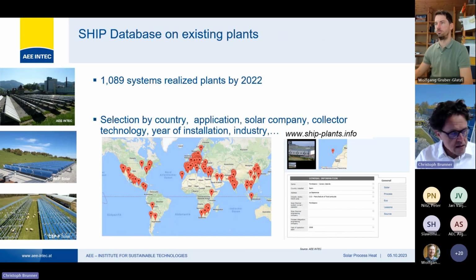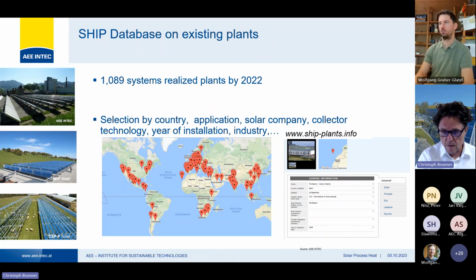So as you can see here, there's a big potential to integrate this technology in different industry sectors, to show that there's not only the potential, but also realized existing plants. We created an online database. The link to this database you can find here on this slide.